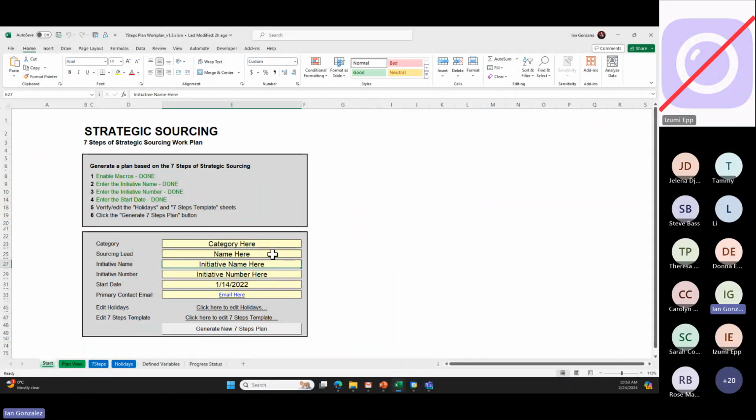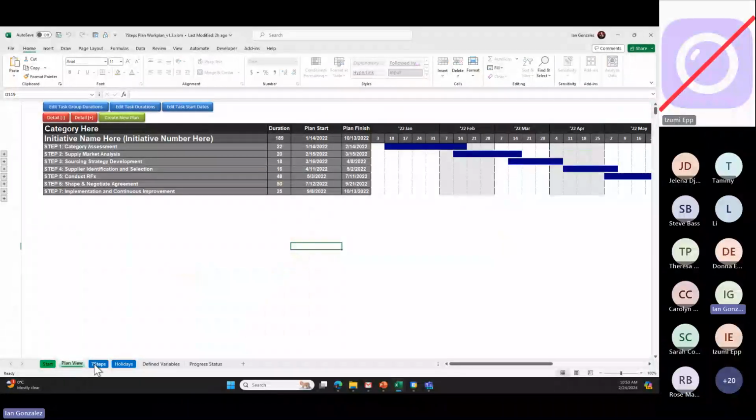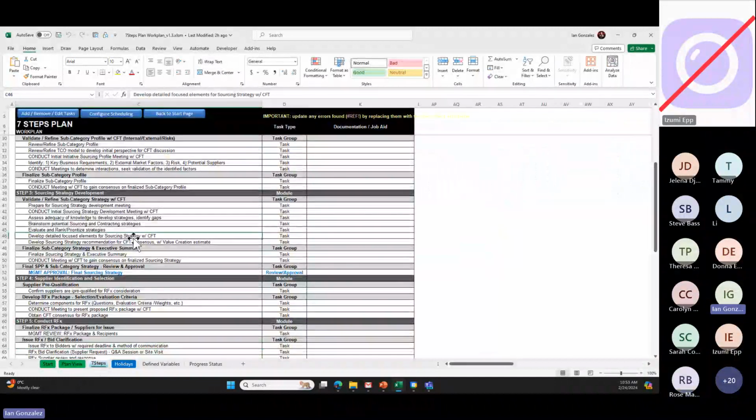And then you make sure that the holidays and vacation are all updated. And then you put your start date, when you want to do step 1 of the 7 steps. Then your email for contact, and then you generate the plan. So before I hit that magic button, let's look at what's in here. Over here is a template for the 7 steps of strategic sourcing.